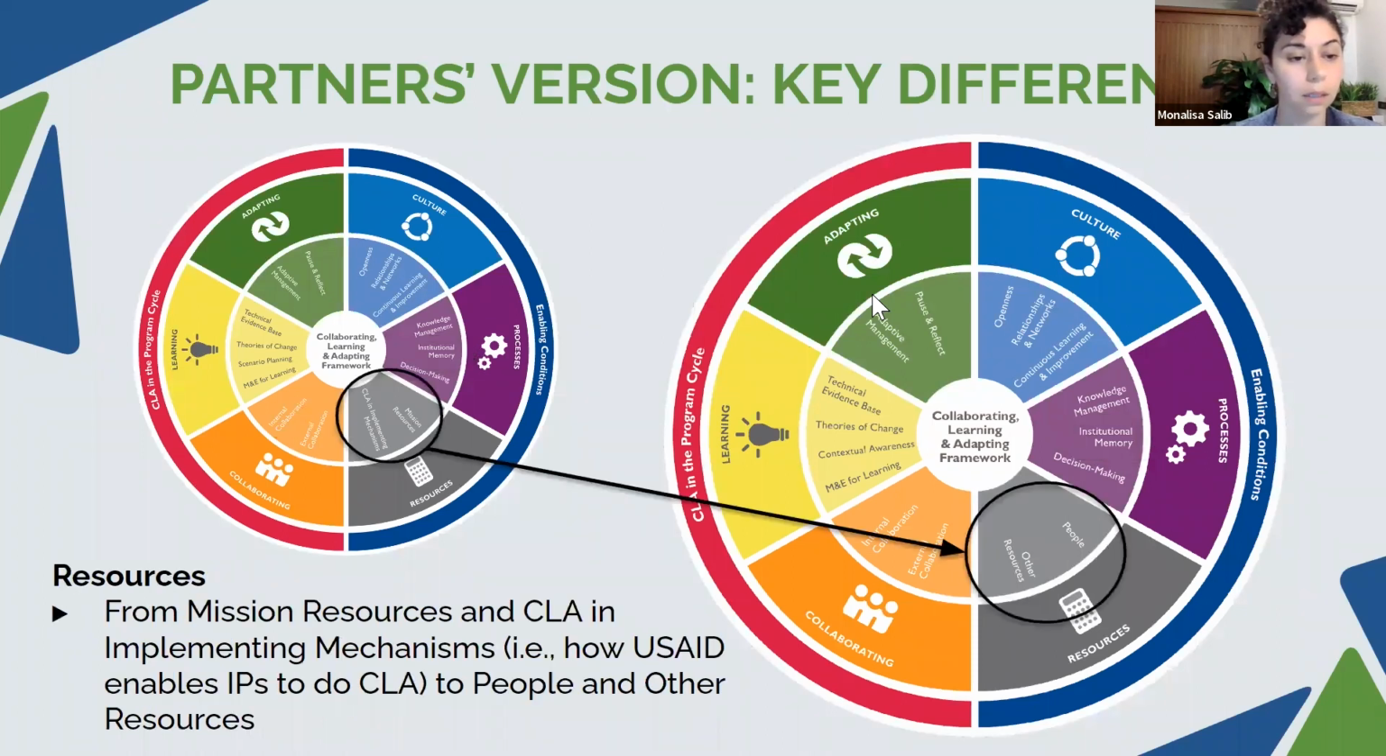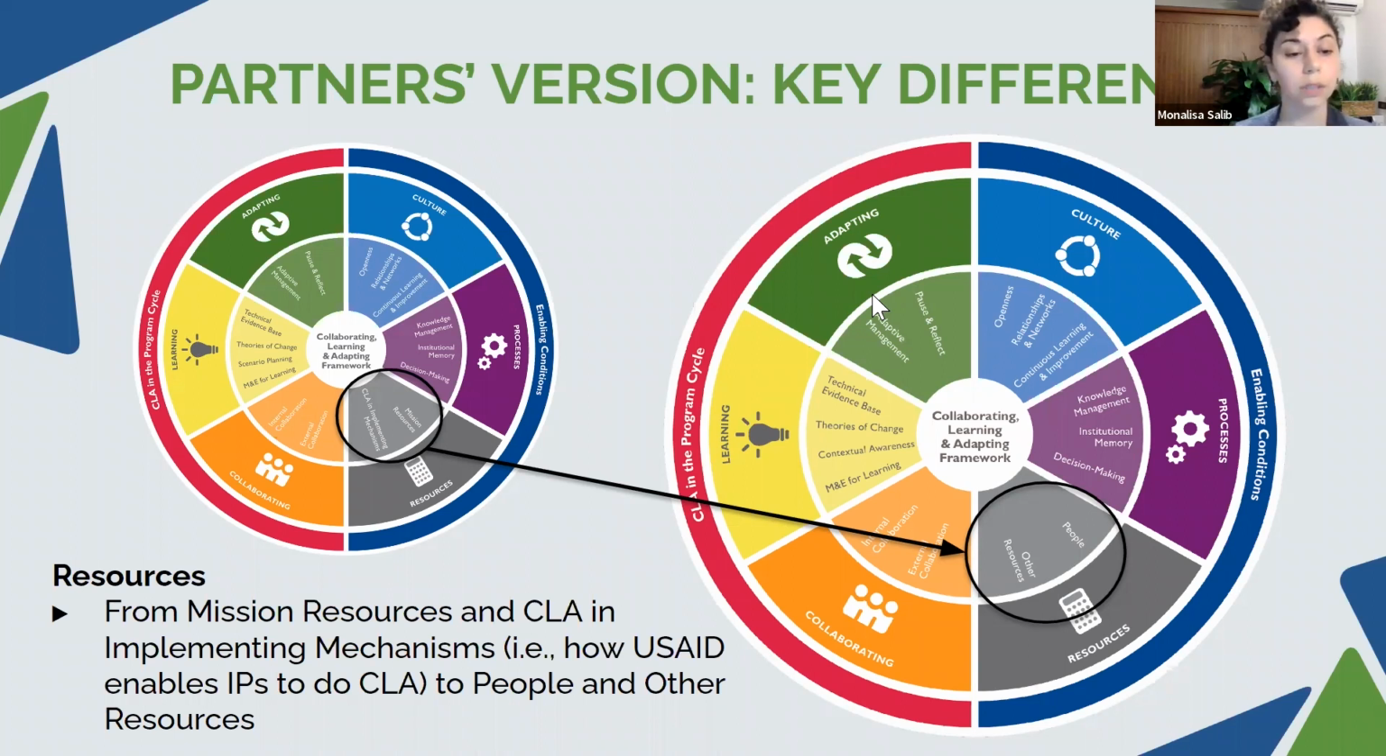And then this is probably the biggest change out of everything. Originally in the USAID tool, the resources component was about CLA and implementing mechanisms, and then mission resources. And obviously we had to completely change that, because this is just for implementing partners.